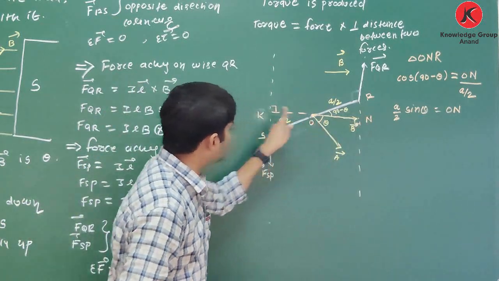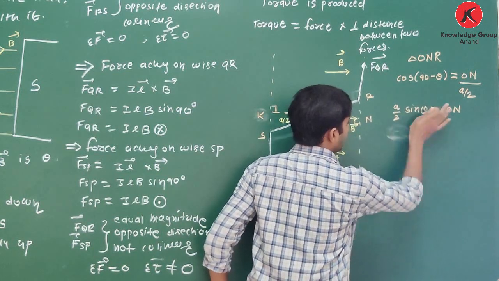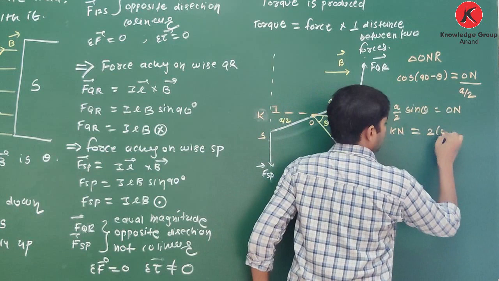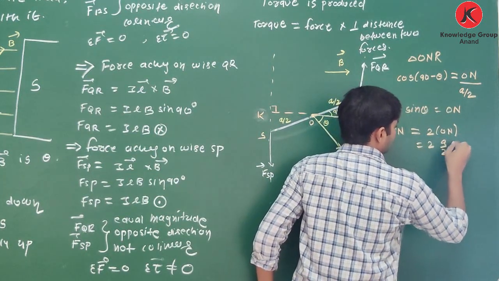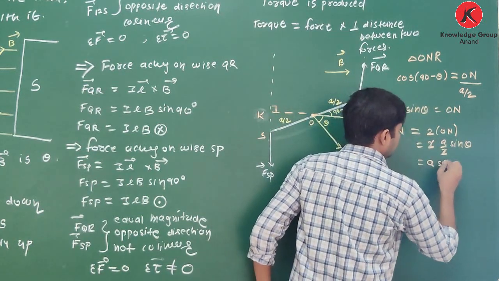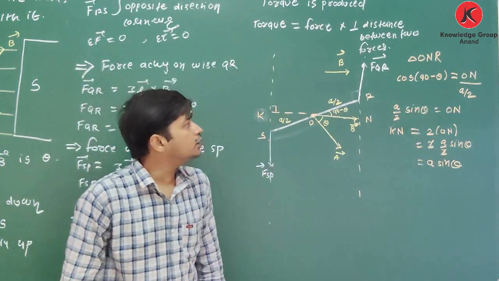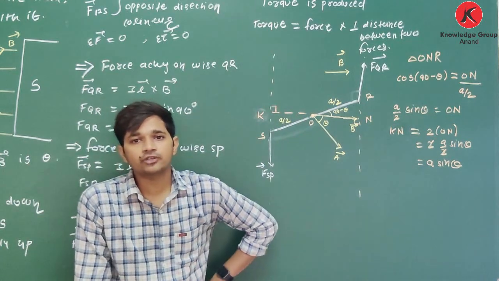How to write Kn? Kn is equal to 2 times On, which is 2 times A by 2 sin theta. The 2 cancels, so it is A sin theta. So what is the perpendicular distance between the two forces? A sin theta. Clear about this?